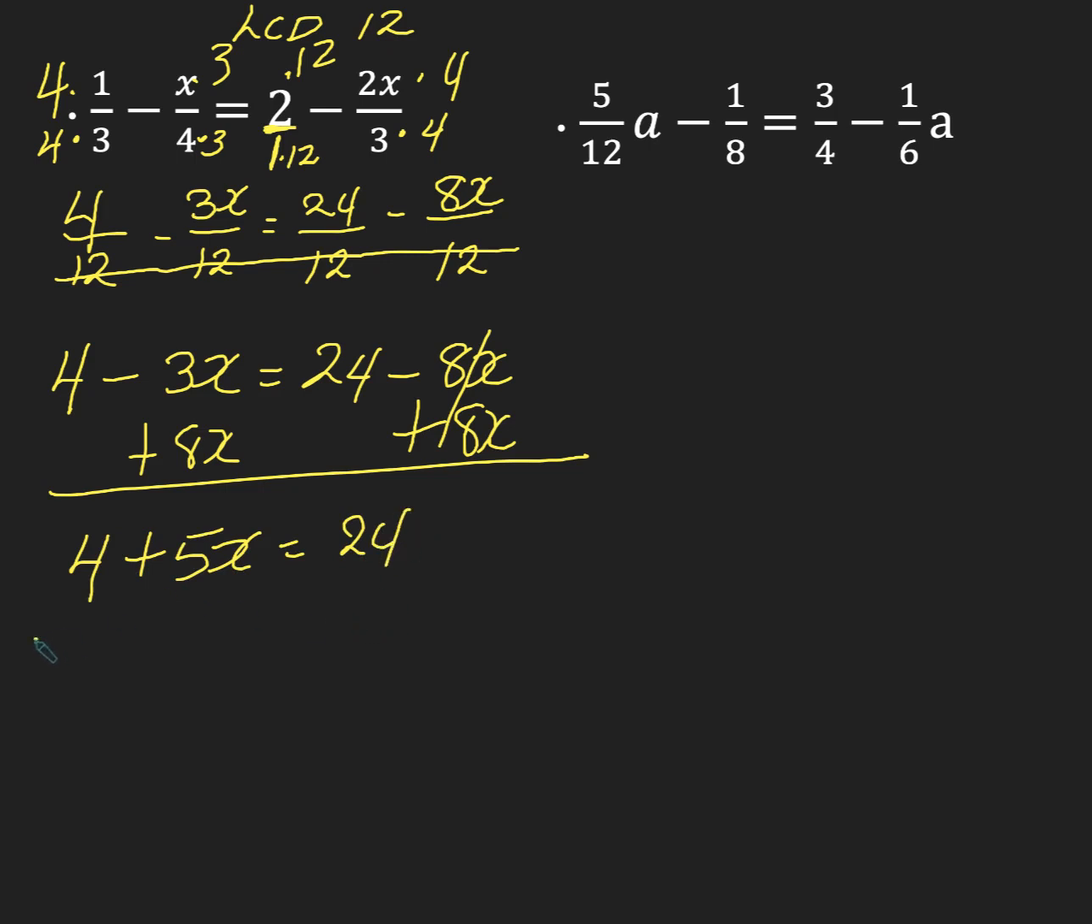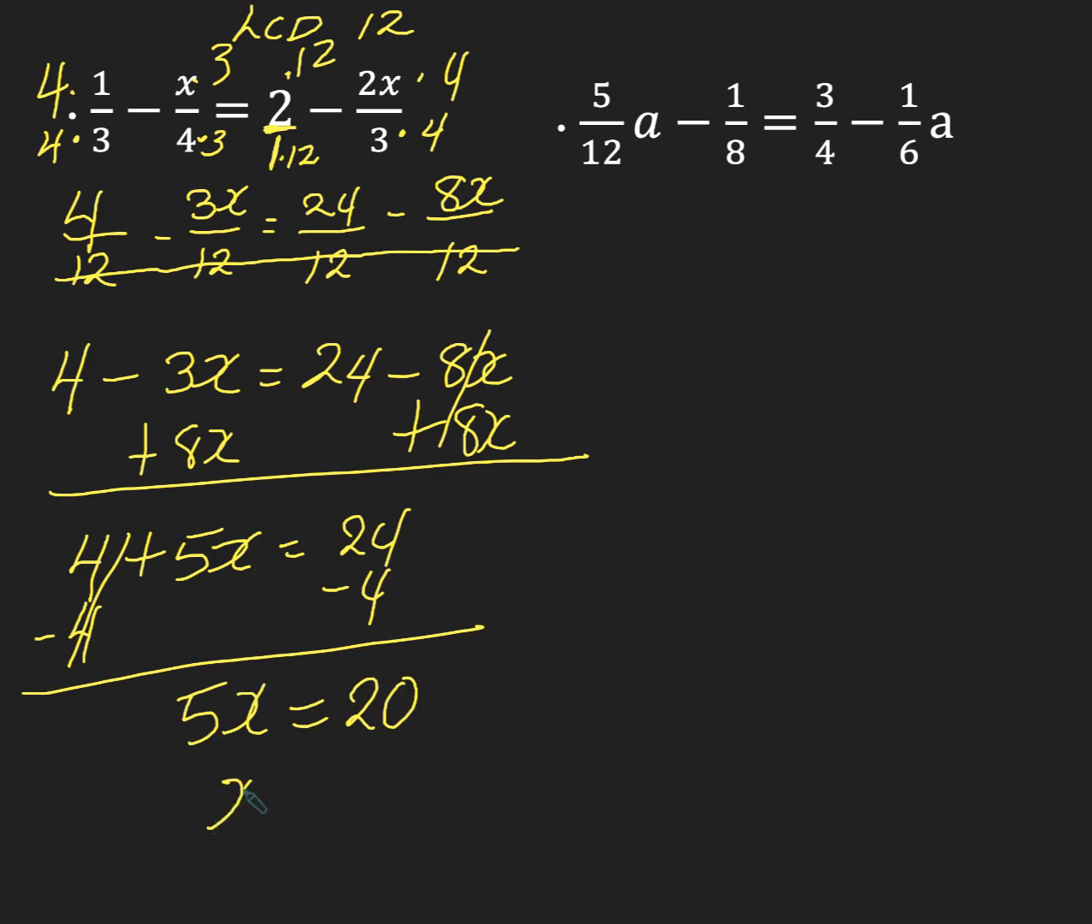Solving for my x, subtract 4 on both sides. I get 5x equals to 20. And as you know in class, you can skip some steps. When you get here, you can write that x is equals to 4.